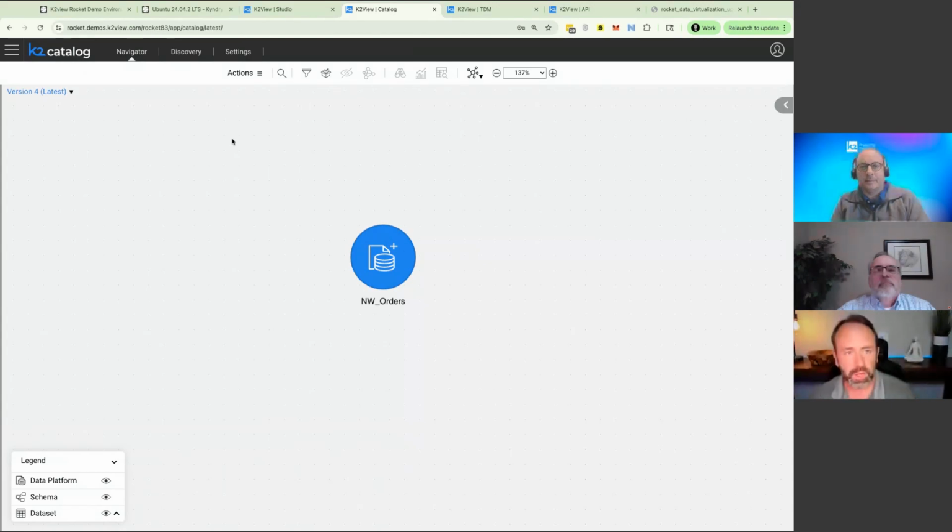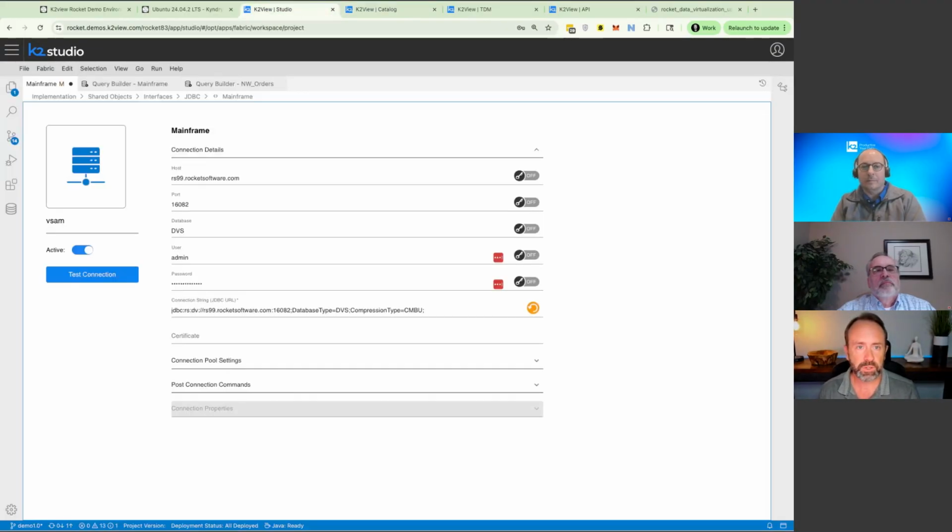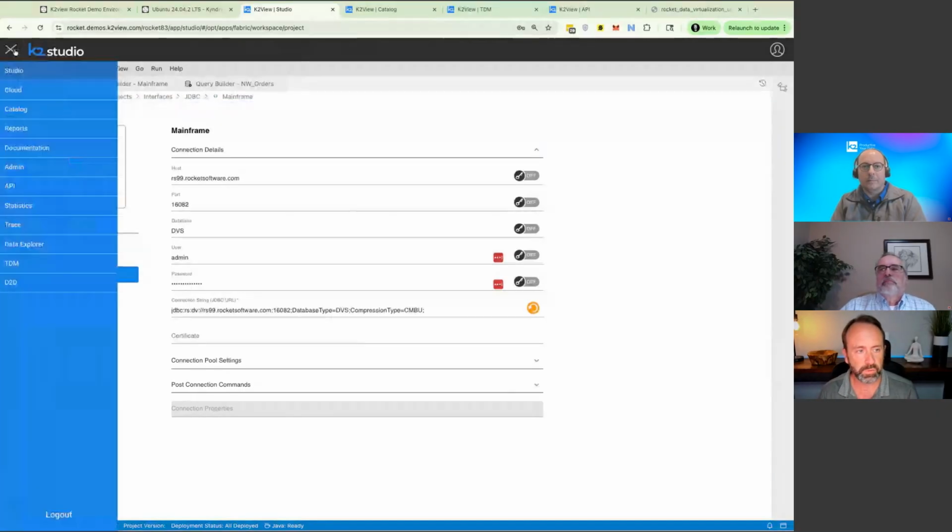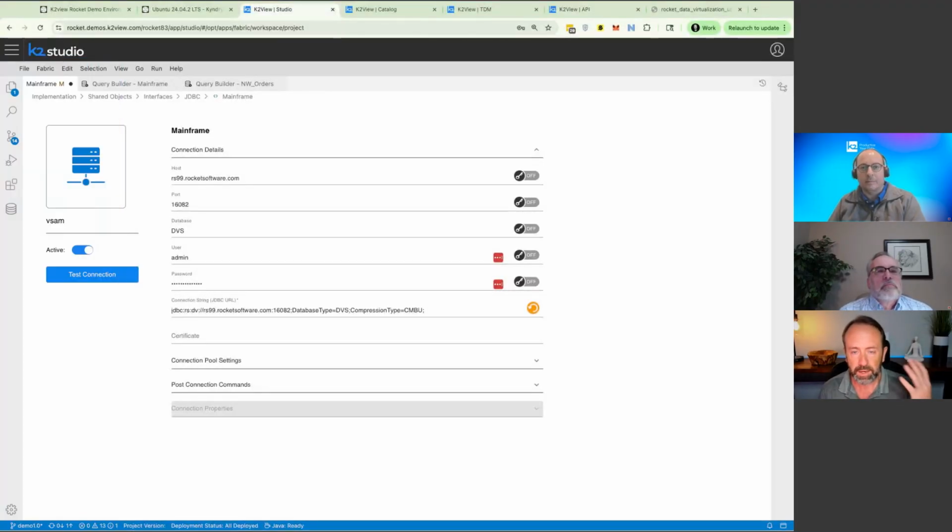Perfect. Okay, so we're actually running this inside our cloud. And the first thing I'm going to show you is how we actually connect to the mainframe. So we go into our studio. There are a number of different elements in K2view, and each of these interfaces is purpose designed for each role. Typically, the person that would use the studio would be a more technical user who understands things like connection details and how to configure a JDBC interface.